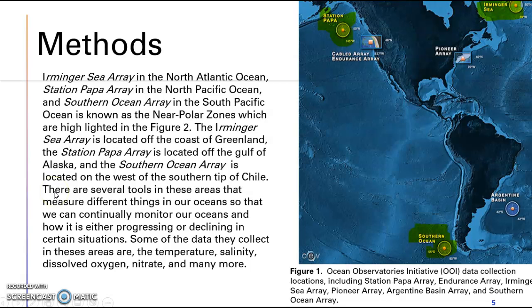There are several tools in these areas that measure different things in our oceans so that we can continually monitor our oceans and how it is either progressing or declining in certain situations. Some of the data they collect in these areas are the temperature, the salinity, the dissolved oxygen, the nitrate, and many more different things.